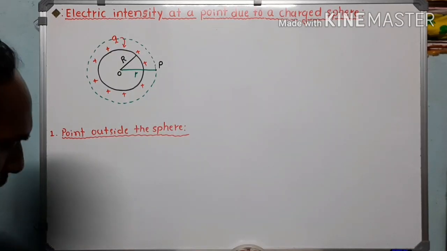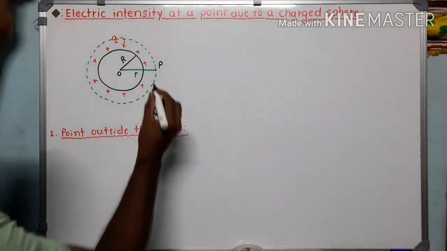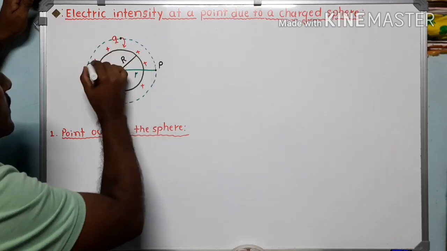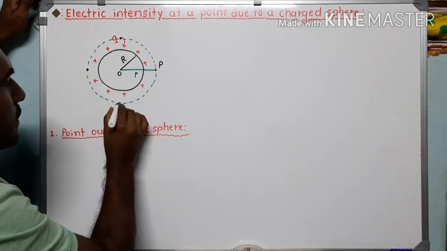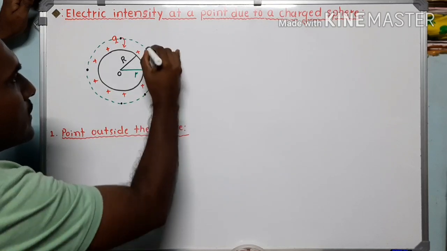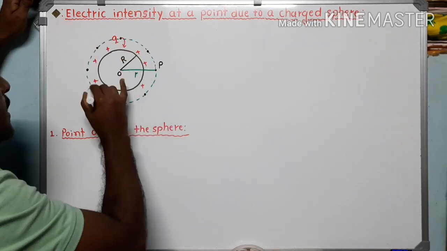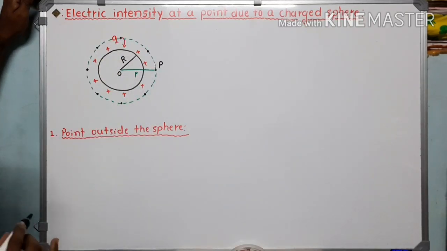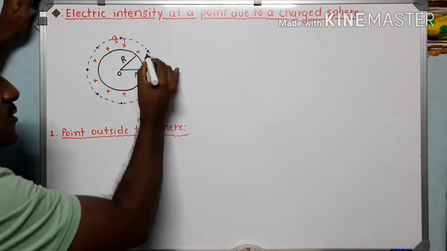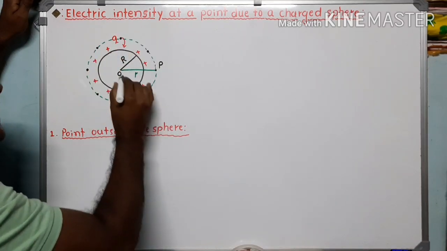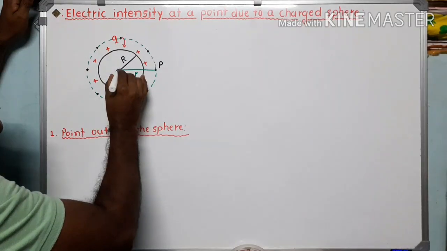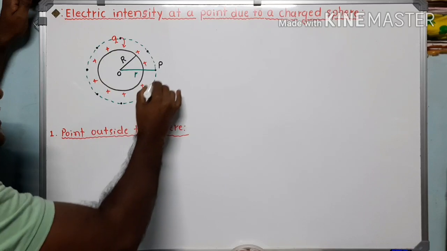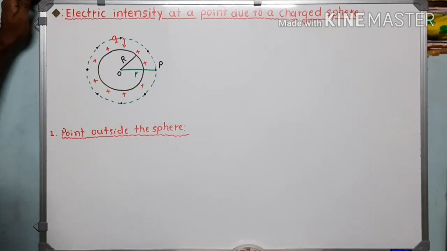See here, I will consider point P here. Here I will consider one more point here, here, here, here, here. At all these points, electric intensity is the same. Why is electric intensity the same? Because all these points are at equal distance r from the center O of the sphere. That's why electric intensity is the same at all points on this imaginary sphere. That is, the first condition is satisfied.